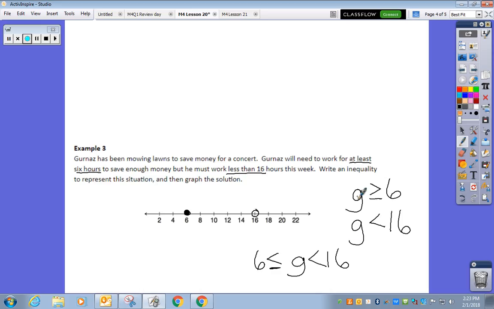So again, it may be easier to come down to this broken down piece, which I would highly recommend doing before jumping into the combined statement. G is greater than 6, meaning I would be shading this way. And G is less than 16, which means I'd be shading this way. So it's going to include any of the number of hours in between here. So 6 all the way up to just before 16, because it does not include 16.